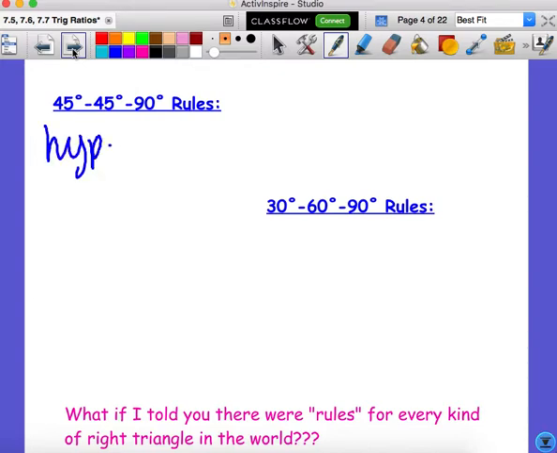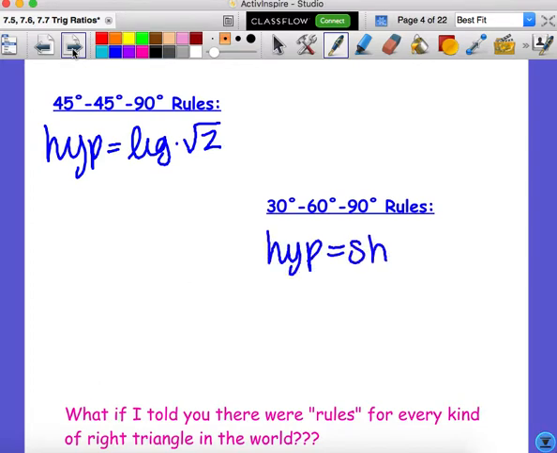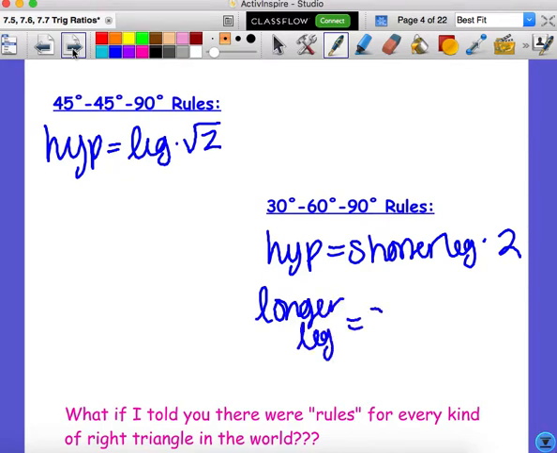A couple other reminders here are the 45-45-90 rules that we learned in the previous lesson. It says that the hypotenuse equals the leg times the square root of 2. And the 30-60-90 rule says that the hypotenuse equals the shorter leg times 2, and the longer leg equals the shorter leg times the square root of 3.